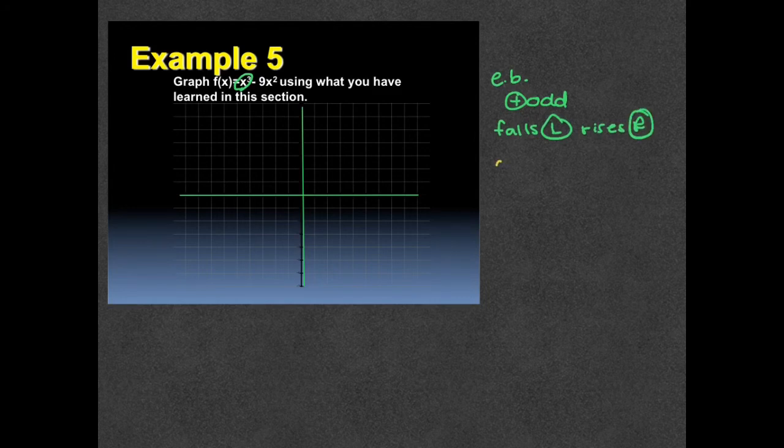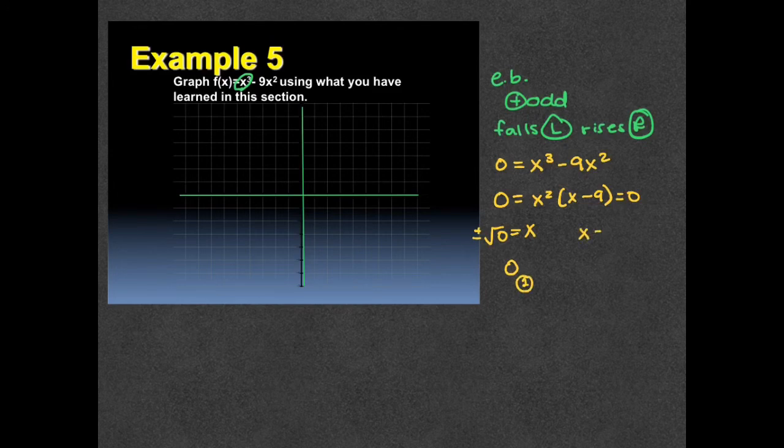Then I'm going to find my zeros. 0 equals x to the third minus 9x squared. I can take out the x squared. Set them each equal to 0. I get x equals plus and minus the square root of 0. So again, the 0 is 0, but the multiplicity is 2. And here x equals 9 with a multiplicity of 1. If I wanted to try my y-intercept, I would plug x in, and the same thing's going to happen. I get y is 0.